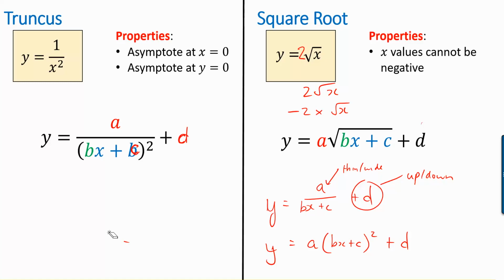It's the same pattern throughout. Whatever you did for quadratics is the same pattern. D will tell you up or down. It's the separate thing that you're adding or minusing.